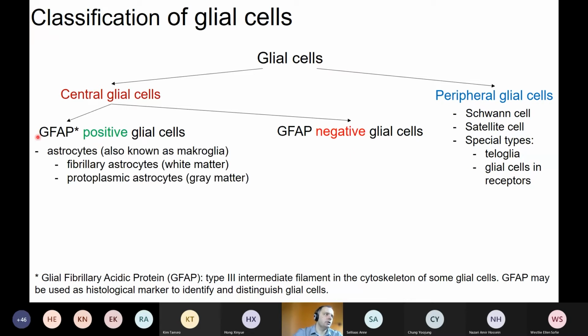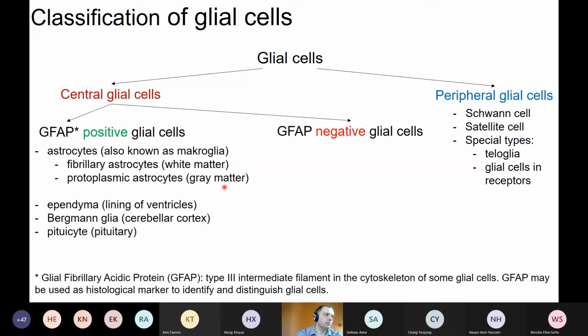If I start with the GFAP positive ones, we have the astrocytes. Two subgroups have to be defined, fibrillary and protoplasmic astrocytes. They are found in the white and in the gray matter respectively. I will come back to these. I will have multiple slides about these cells. Ependymal cells I will also highlight. Bergmann glial cells belong to this group. Pituicytes belong to this group. They are found in the pituitary gland, in the neurohypophysis, as you will see. And finally, we have the Müller glial cells. They are in the retina.